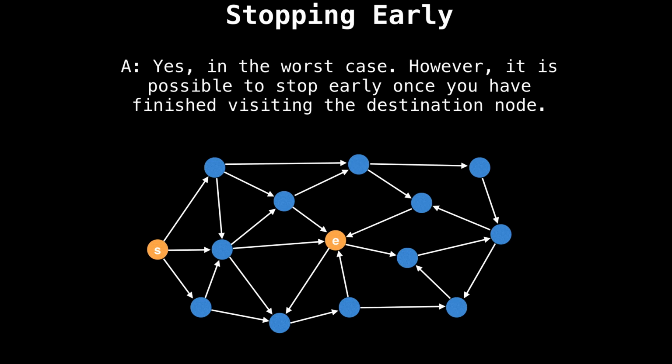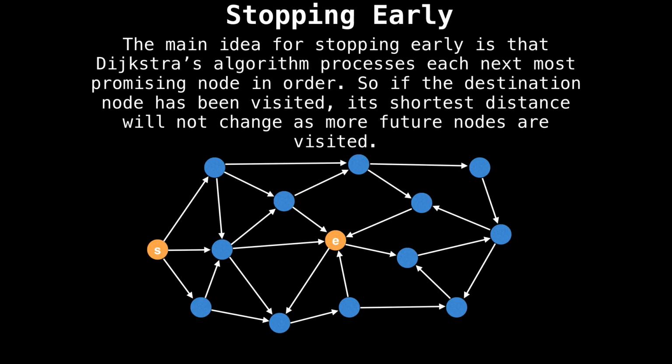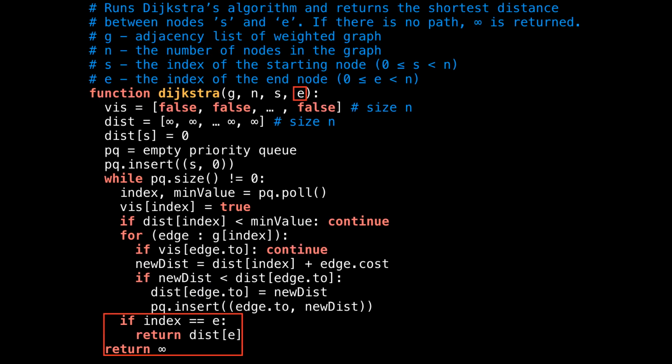The answer is yes, we do, but only in the worst case, which, depending on your graph, can be somewhat rare. The key realization we'll need to make is that it is possible to stop early once we have finished visiting the destination node. The main idea for stopping early is that Dijkstra's algorithm processes each next most promising node in order. So if the destination node has already been visited, its shortest distance will not change as more future nodes are visited.